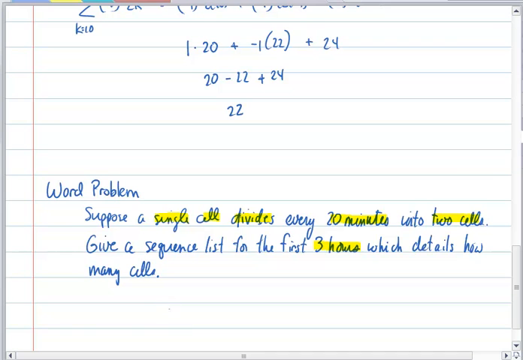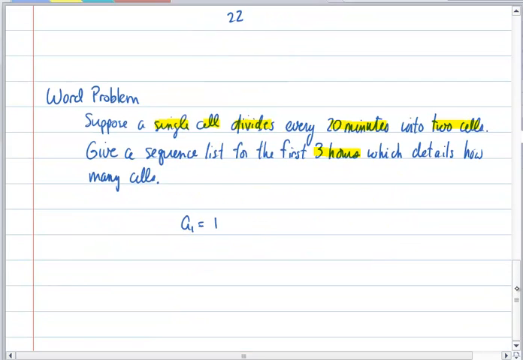If we start out with 1, I'll just write a to the 1 equals 1. And remember, every 20 minutes we've divided that cell into 2. So the next one would be 2. In the next 20 minutes we would be at 4, and so on. So I'm just going to write out the terms, because I can follow this pattern pretty easily.